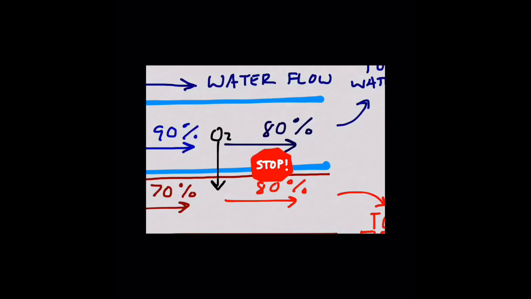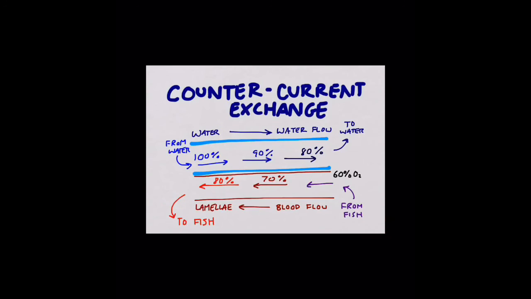When diffusion is no longer taking place, it causes a lack of oxygen to all of the fish's tissues, and the fish will die. So, in order to make sure that diffusion is constantly happening, we use a countercurrent exchange system, where the blood and the water flow in opposite directions.